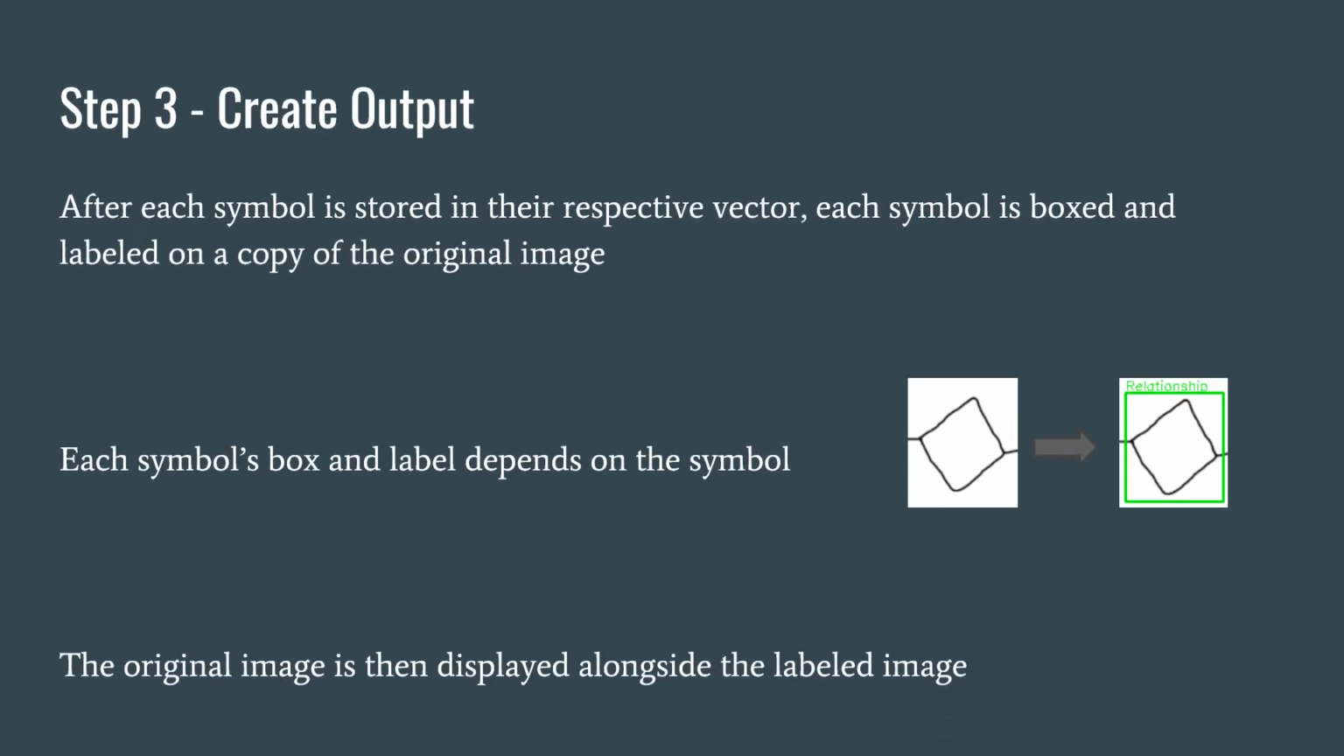Step 3 is to finally create the output. After each symbol is stored in their respective vector, each symbol is boxed and labeled on a copy of the original image. You can see an example of this to the right. Each symbol's box color and label depends on the symbol. In the example to the right, that diamond shape is the symbol for a relationship between two entities. Therefore, it is labeled as a relationship, and our program draws a green box around it. When our program is displaying the output, the original image is displayed alongside the labeled image. Tommy will now demonstrate a few example inputs.